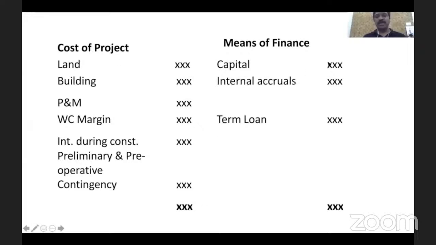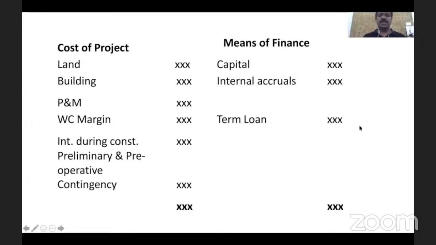So as an owner, I'll be bringing some money, and this is something you will see only in companies which are existing profit-making companies. I'll explain at the appropriate time. Then for the balance portion, I go for a term loan.